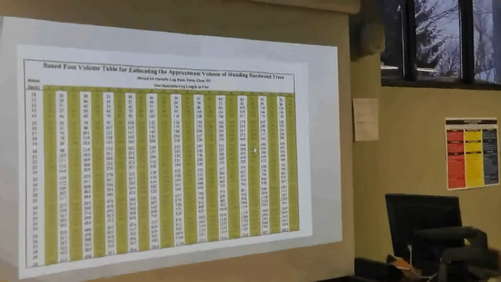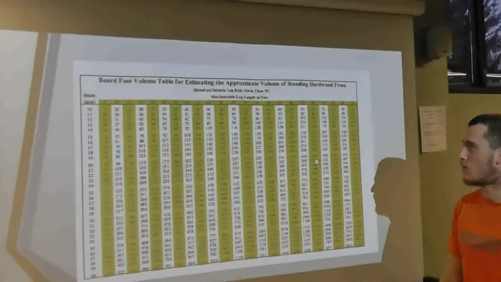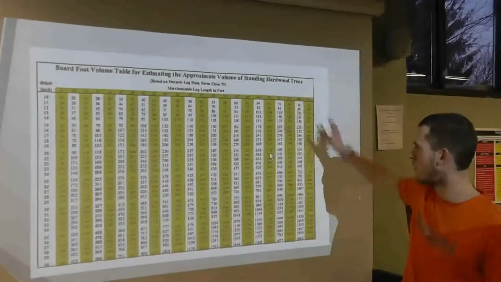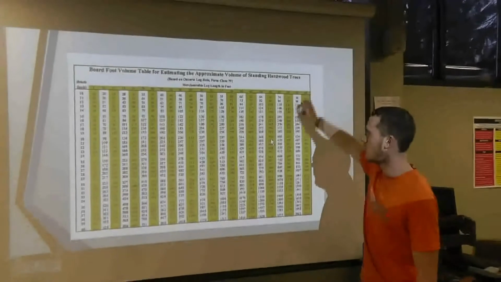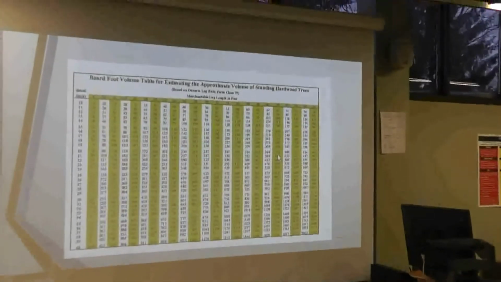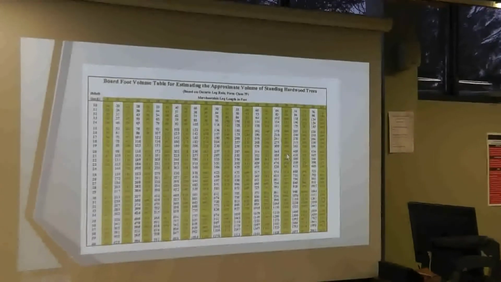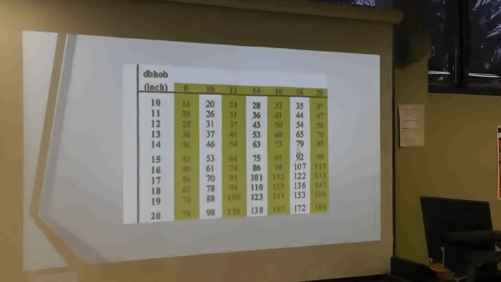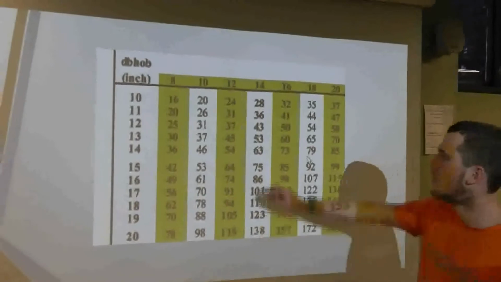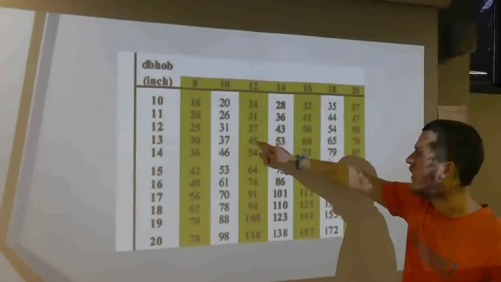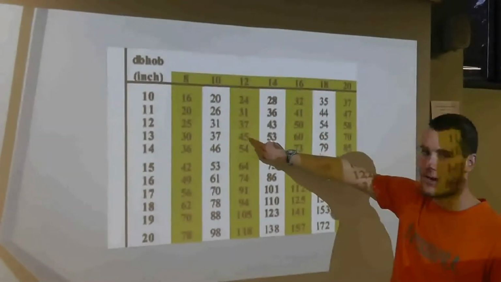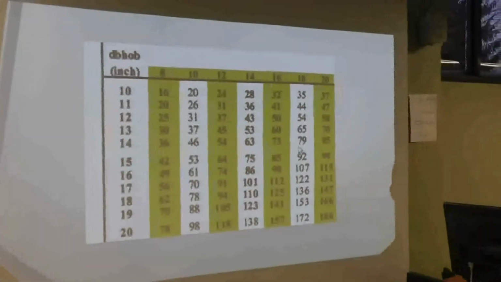So here's an overview of the Ontario log rule. It's just a whole overview on how many board feet you would get out of each individual tree, based on diameter and height, because those are the only 2 things you need to measure to find that out. And here's a close-up on it. So you've got a tree here, and you would have 45 board feet in a tree.